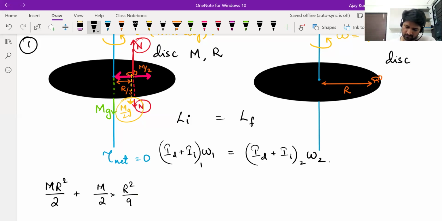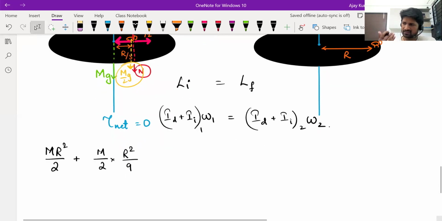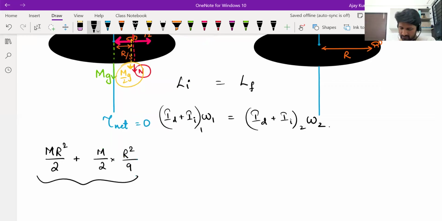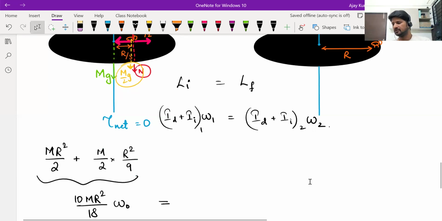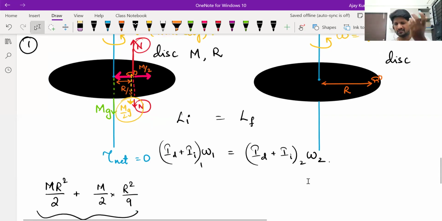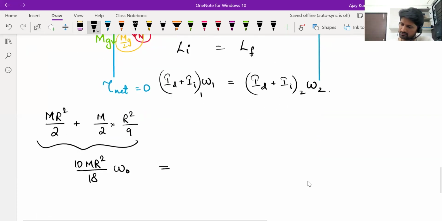Correct. So mr square by 2 plus mr square by 18. 1/2 is like 9/18 plus 1/18, effectively becomes 10/18. So the total initial moment of inertia is 10 mr square by 18. Multiply that with initial angular velocity should be equal to final moment of inertia times final angular velocity. Nothing has changed for the disk. Its mass is same, its radius is same, it's still uniform. So the final moment of inertia of the disk is still mr square by 2.